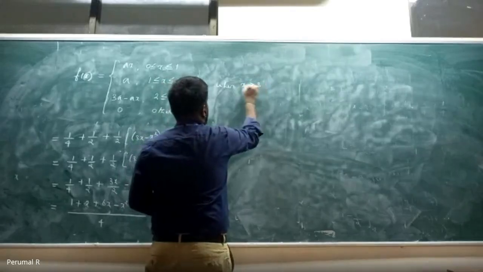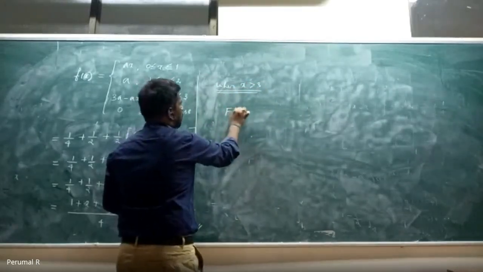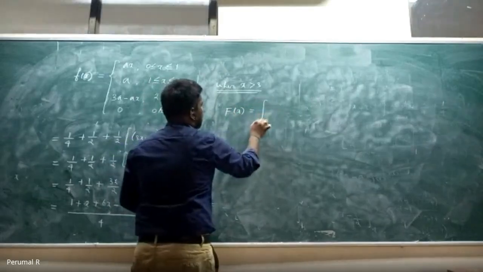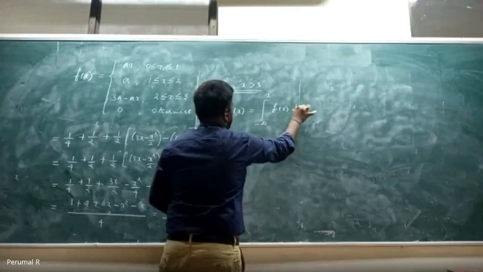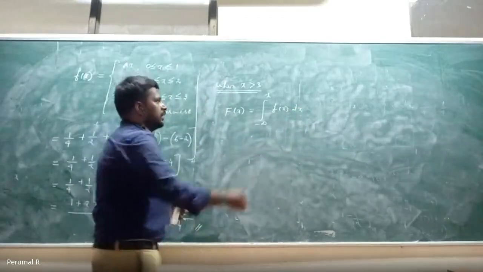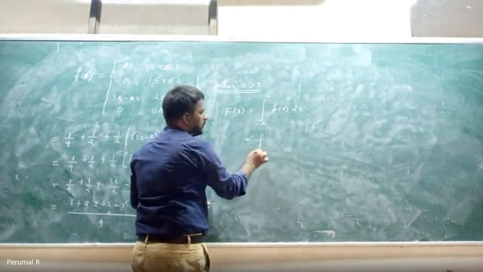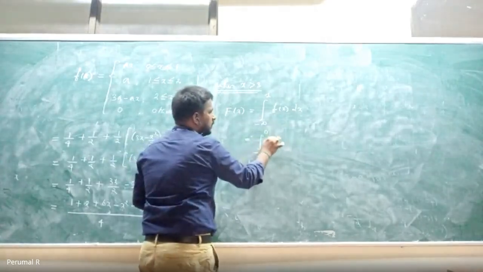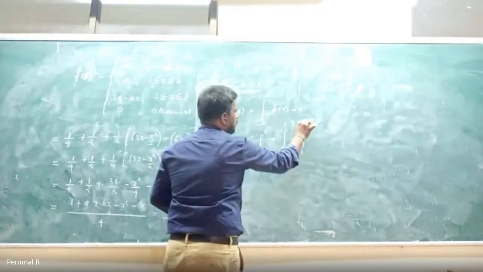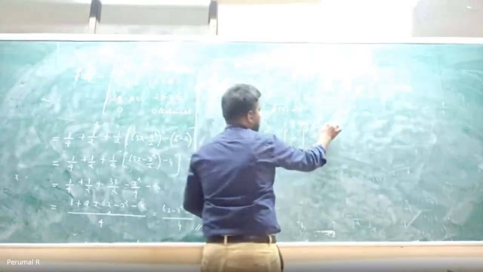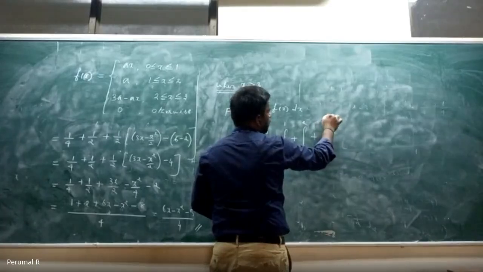When x is greater than 3, f of x equals the integral from minus infinity to x of f of x dx. Your x value should be here, the upper range is 3. Therefore you can split it into minus infinity to 0, 0 to 1, 1 to 2, then 2 to 3.